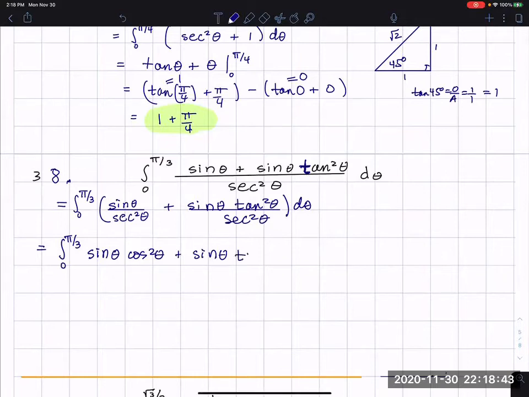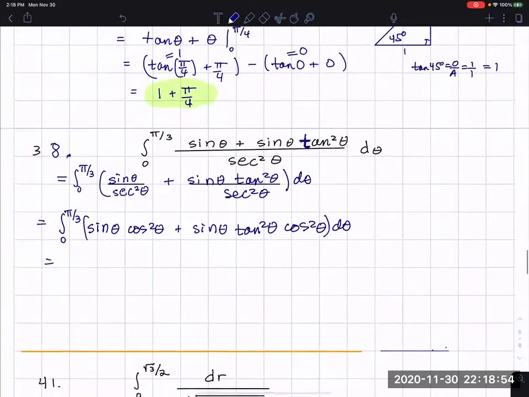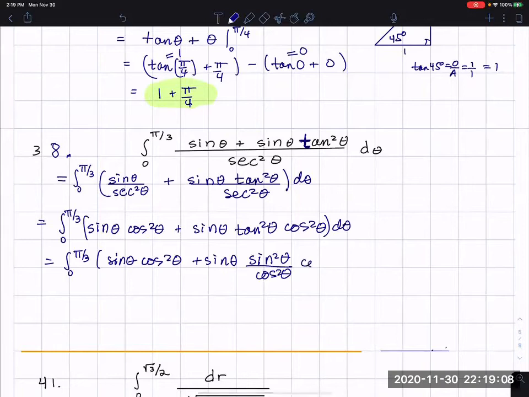Okay, I'm going to, well, let me just do this. Tangent squared theta, and then 1 over secant squared theta is multiplied by cosine squared theta. All of that d theta. And I have sine theta, cosine squared theta, and let's then call tangent squared theta as sine squared theta over cosine squared theta.